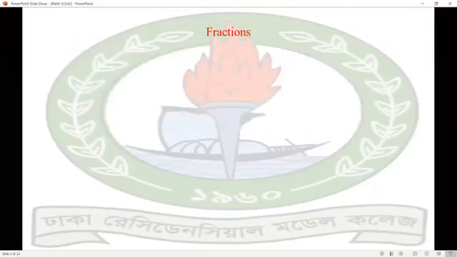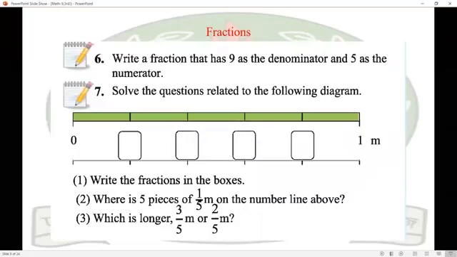So in the next slide, there is number 2, math. Write a fraction that has 9 as a denominator and 5 as a numerator. You already know the numerator goes above the fraction line and the denominator goes under the fraction line. So we can write 5 by 9. Here 9 is the denominator and 5 is the numerator.